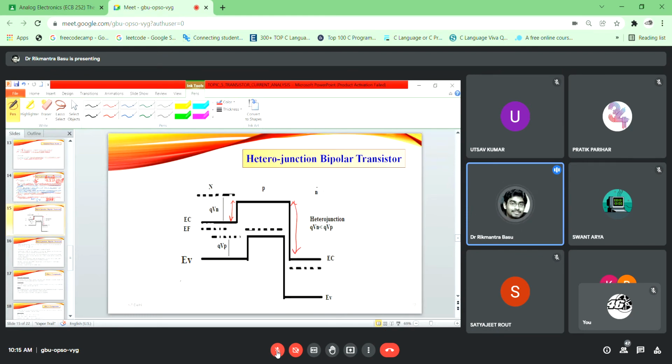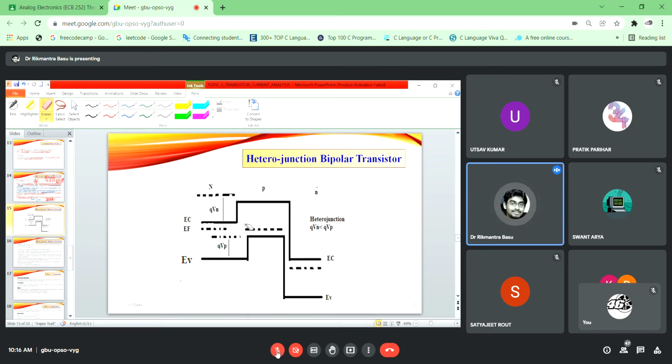Now, from the very beginning, without applying any bias, forward bias or reverse bias, in the emitter-base and base-collector junctions respectively, just by the different materials we are taking, because different materials have a different band gap, that's why we are taking this kind of a structure.